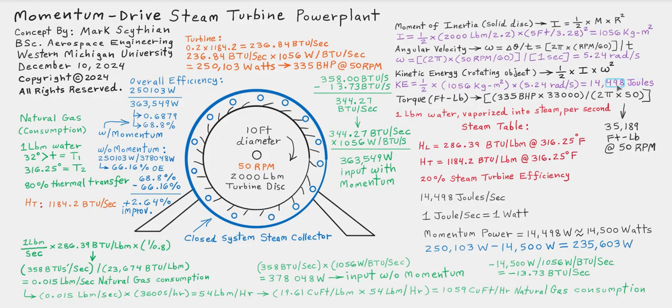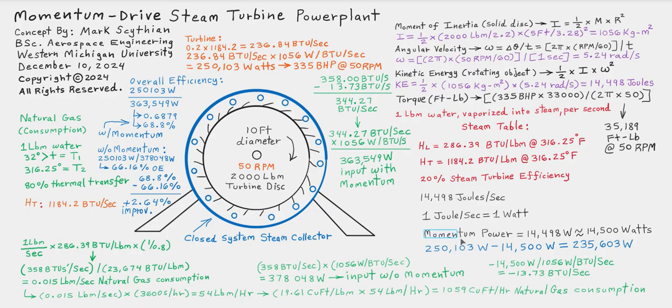But this energy is happening over a time period of 1 second every second. So then we know 1 joule per second is 1 watt. So that technically is 14,498 joules per second, or 14,498 watts.